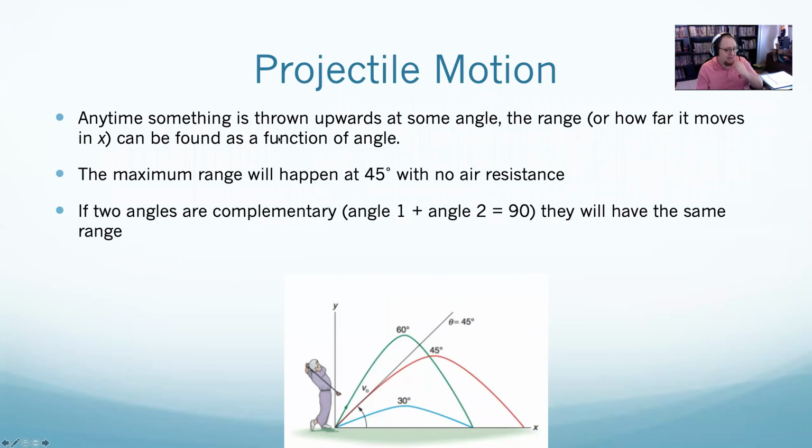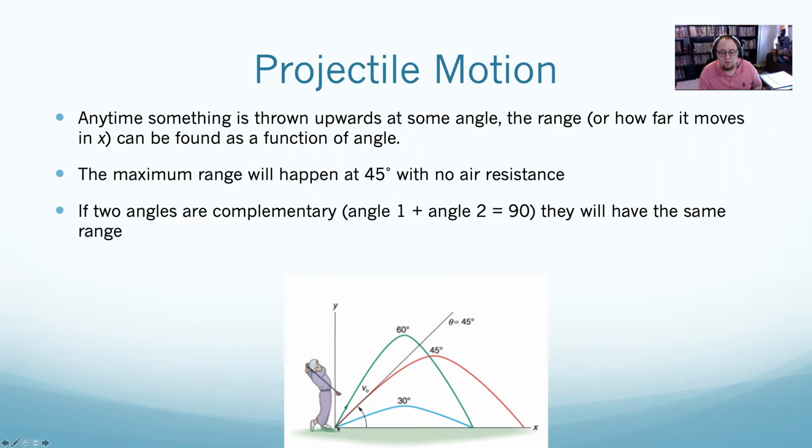Is that if the max is at 45, then angles less than 45 and greater than 45 have to overlap. And what actually happens is any two complementary angles will have the same range. What complementary angles means is the angles add up to 90. So if you launch something at 30 degrees and then launch something out at 60 degrees, they will both hit the ground in the exact same spot.